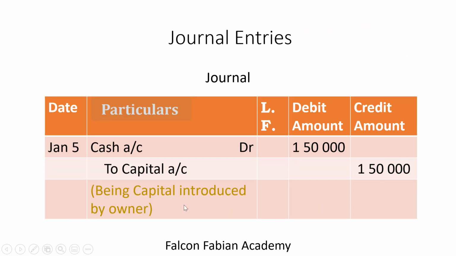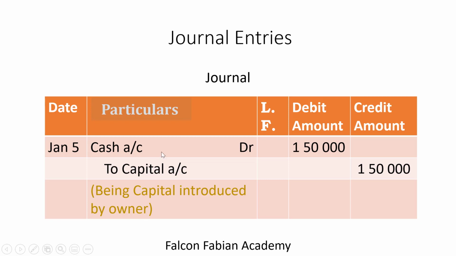Now, let's record the entry in the journal. So you would leave a line and then you will record this as the next entry. So the date is January 5th. The account to be debited is cash. So cash account and then debit over here. And in the debit amount column, we will write the amount 1,50,000. In the next line, we would leave some space and then the word to, then the account to be credited. So to capital followed by A/C, which is account. So to capital account, and in the credit column, 1,50,000. And the narrative is being capital introduced by the owner.